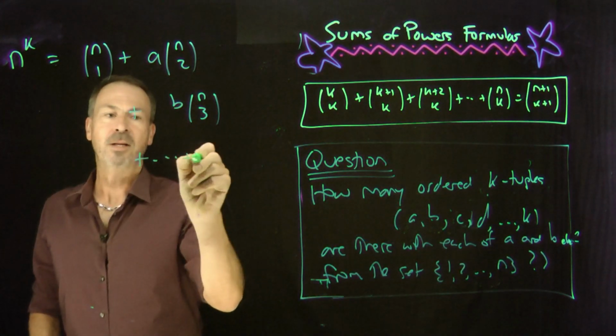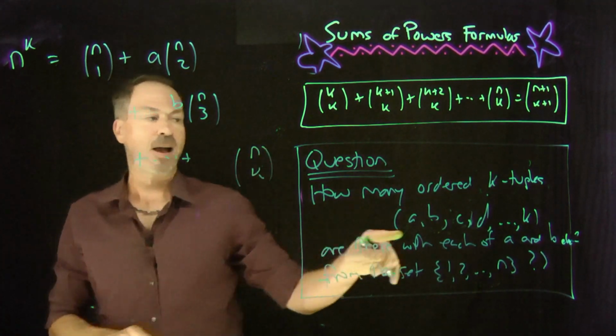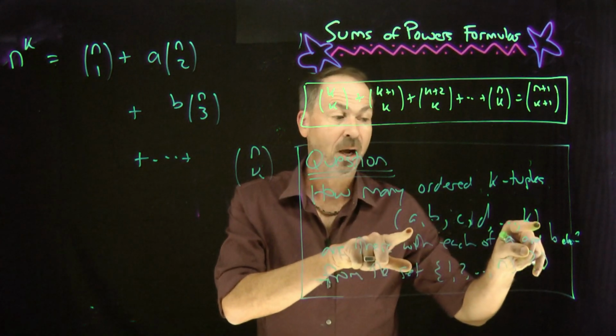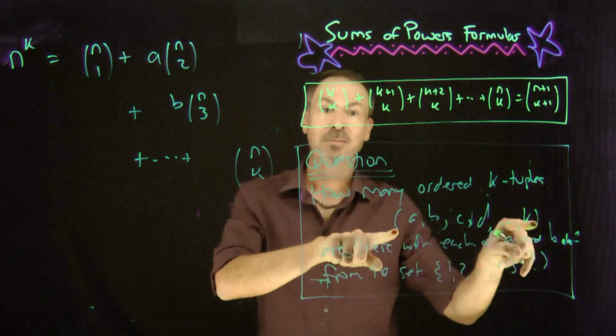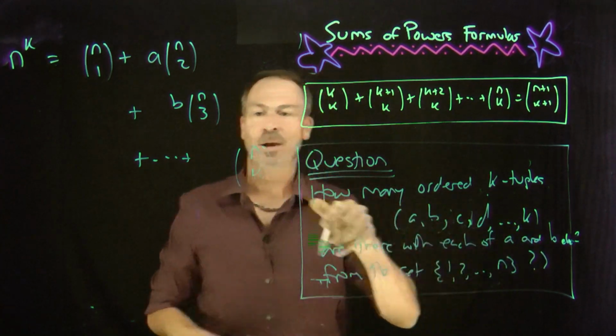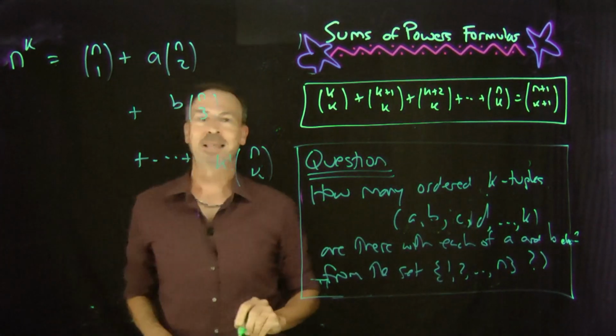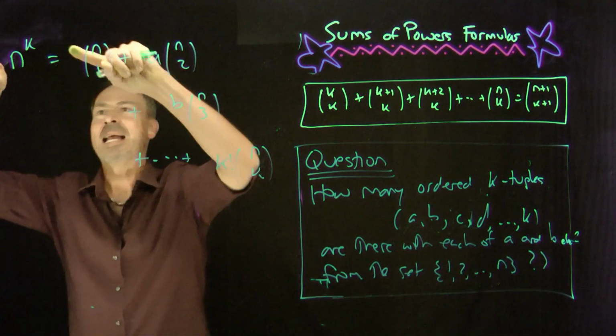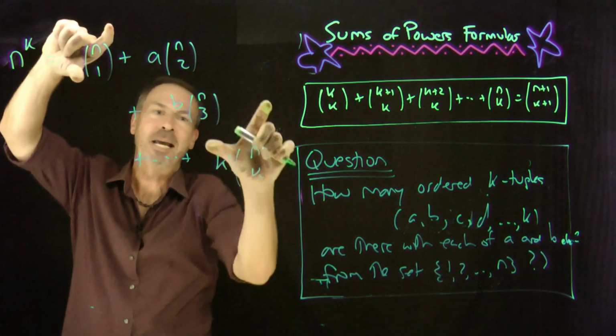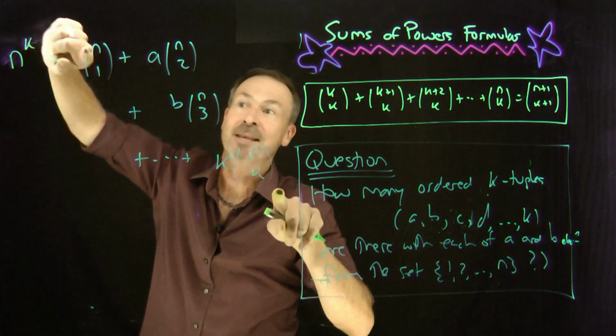All the way along to the case where we're playing with k distinct values for k slots. How many ways can I arrange k distinct values amongst k slots? There are k factorial ways. I actually know the answer to that one. All right, so I know that n to the k is going to be some combination of these binomial coefficients in this form.